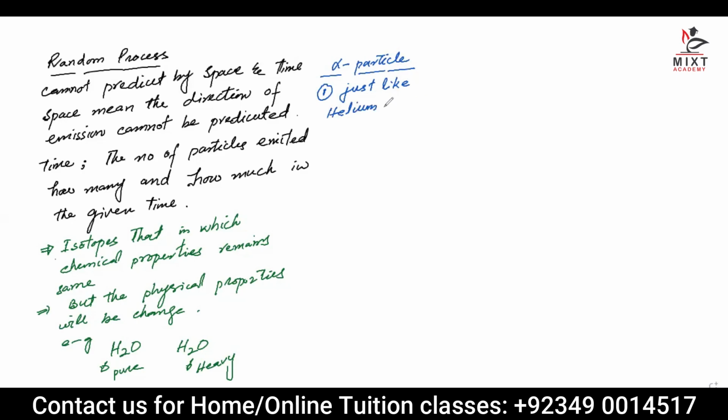Okay, helium. So helium means He, with atomic number 2 and mass number 4. Its mass is 4 u, and its charge is positive 2e. So we can say it is a heavy positive charge, okay? Heavy positive charge.